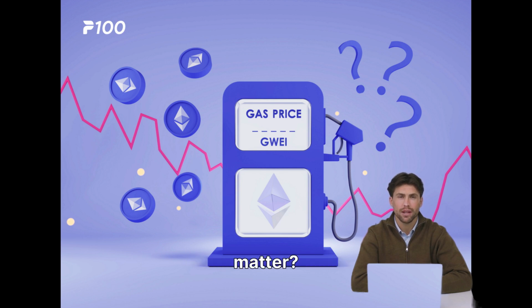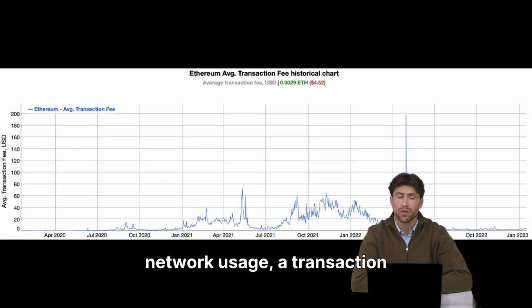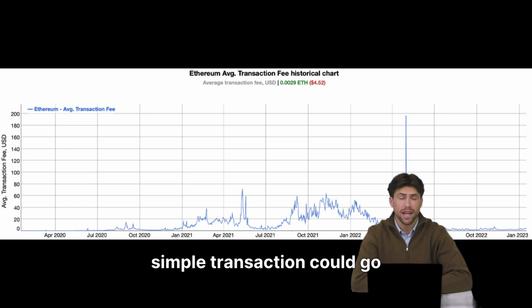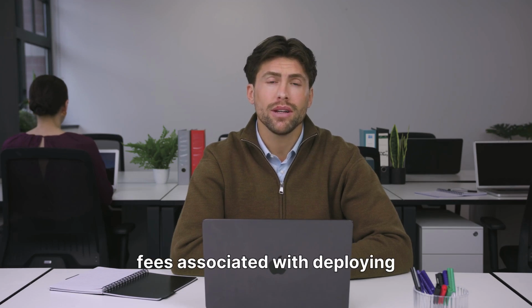Now, why does this matter? Well, gas prices can vary greatly. As of late 2023, gas prices have been known to fluctuate between a few cents to several dollars per transaction. For example, during peak network usage, a transaction that costs 10 gwei could suddenly spike to 100 gwei. This means that a simple transaction could go from costing $1 to $10 in a matter of moments. So, by optimizing your smart contracts, you can significantly reduce the gas fees associated with deploying and using them.